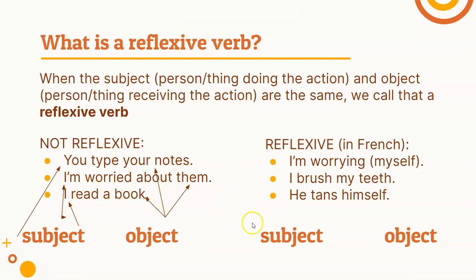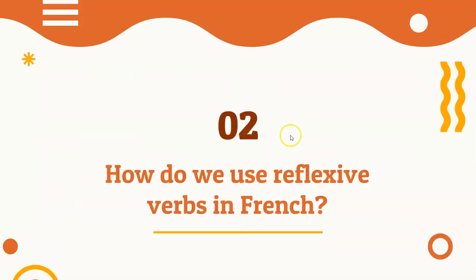For sentences that are reflexive, we're going to see the subject and the object in the same spot, right? So I'm worrying. Who am I worrying? I'm worrying myself. I'm brushing my teeth. He's tanning himself. Voila.